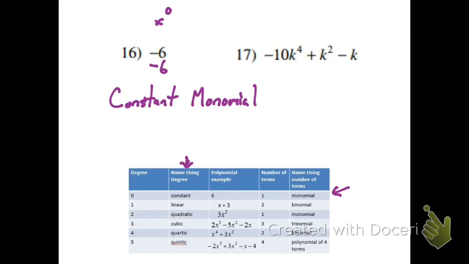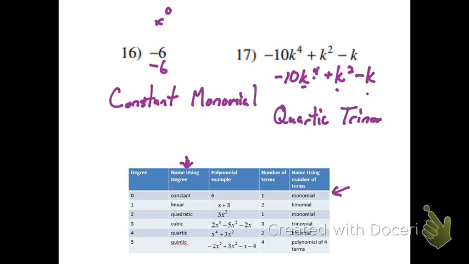Then we go over here. Now, it's already in descending order, but I'm still going to rewrite it. It's negative 10k to the 4th plus k squared minus k. All right. Highest degree here is 4, so it is a quartic. And then it has 1, 2, 3 terms, so it's a trinomial. Quartic trinomial. So we started with 5 and then 10, and now we have 16 and 17. All right. And if you don't have those in that order, then I'll realize that you didn't watch the video. And that'll create an issue.